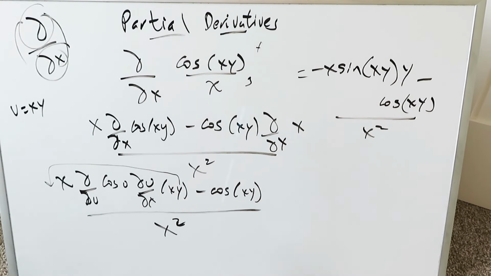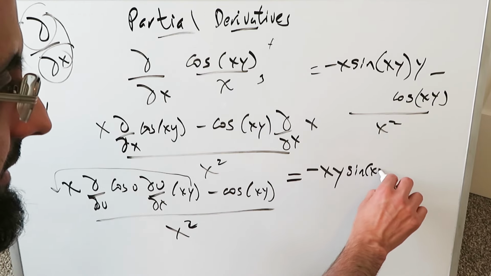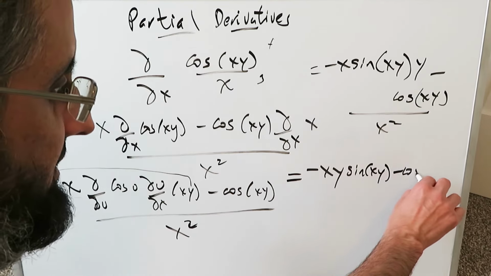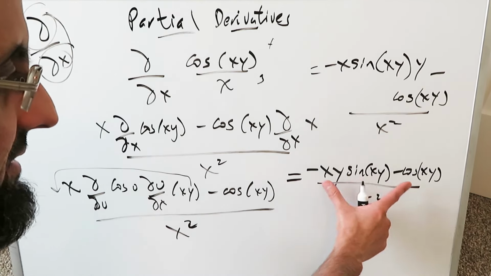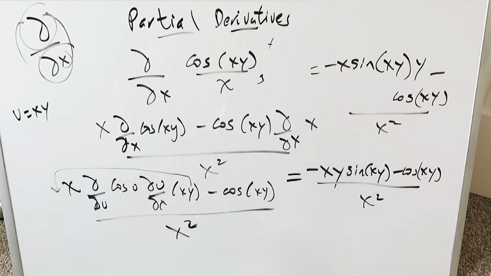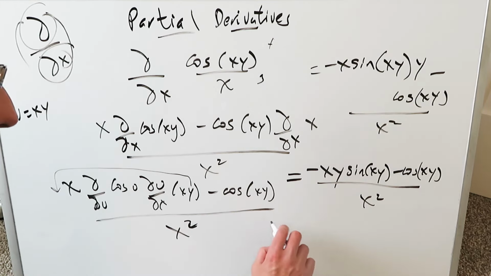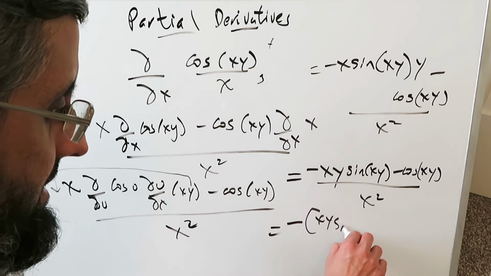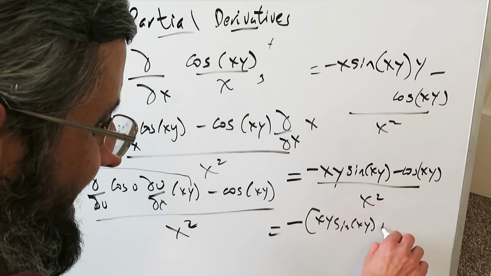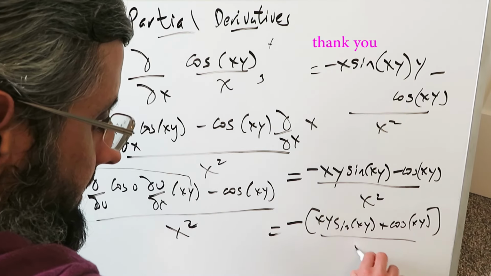I want to write this out in a good manner and I will. Minus xy sine xy minus cosine xy divided by x squared. There's no need to isolate the minus and bring it out and then you distribute it across. You don't have to do that. If you wanted to do that, you could, and your answer would evolve into this. You'd have an xy sine xy plus cosine xy all divided by x squared.